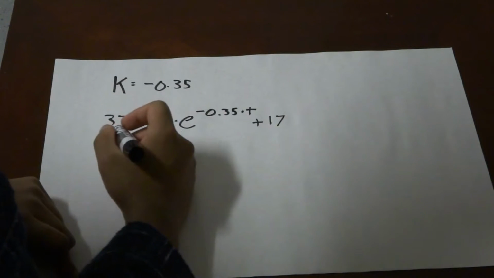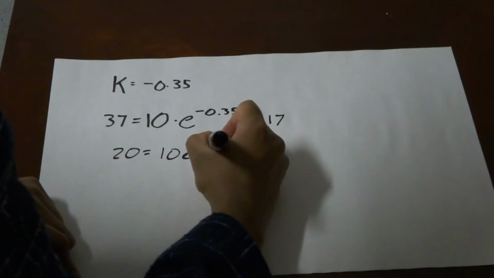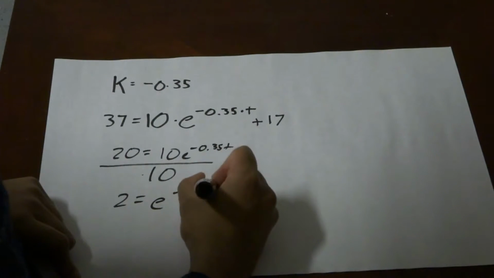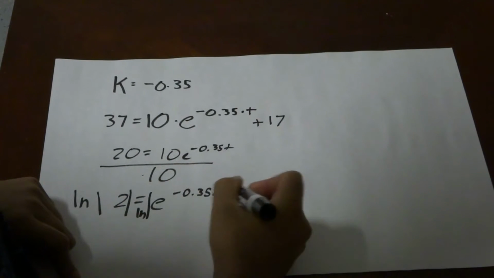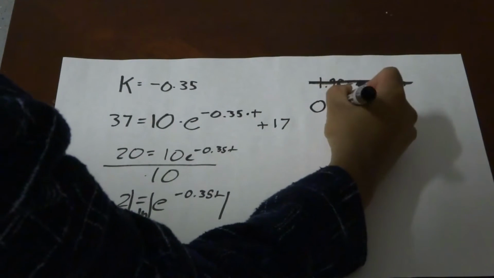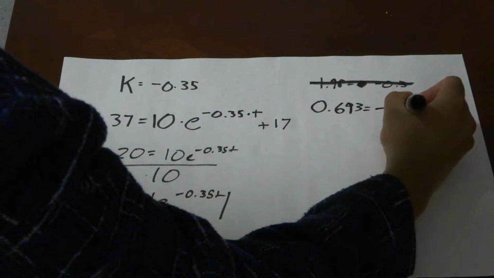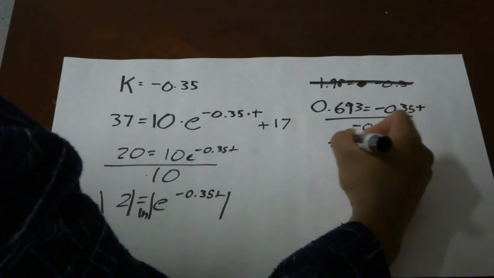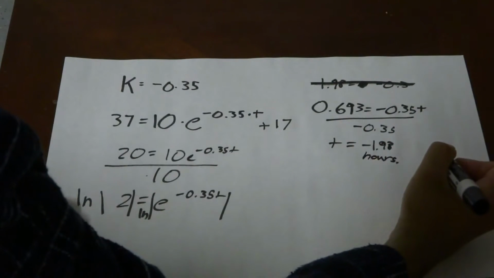17. Next we subtract both sides by 17, so that gives us 20, which is equal to 10e to the negative 0.35t. Divide both sides by 10. Get 2 is equal to e to the negative 0.35t. Next we take ln of both sides to find out that ln of 2 is equal to 0.693. So we have 0.693 equals negative 0.35t. Divide both sides by negative 0.35 and we get our t value of negative 1.98 hours.